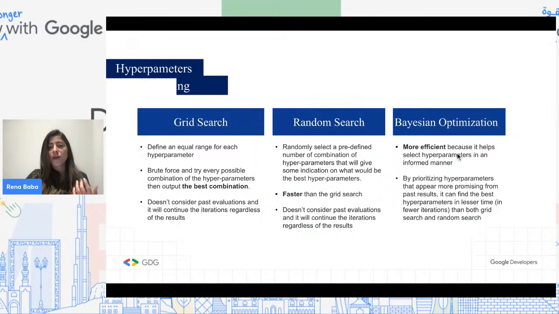And then finally, you have Bayesian optimization, and it is more efficient because it helps select hyperparameters in an informed manner. Basically, the way it is different is that it prioritizes hyperparameters that appear more promising from past results. So it learns and it can find the best hyperparameters in less time. So it's also even faster. So that's it in a nutshell around hyperparameter tuning, and these are different methods.